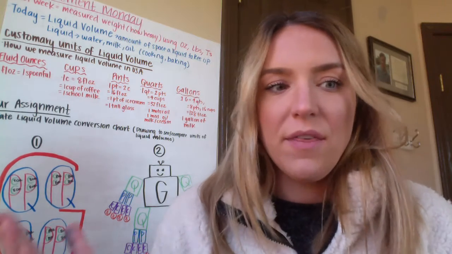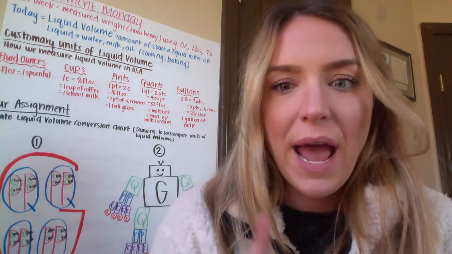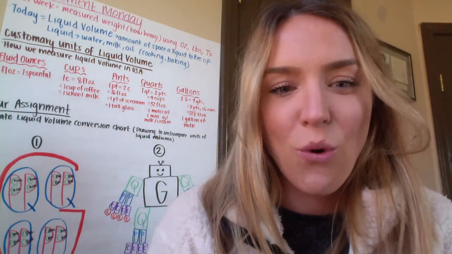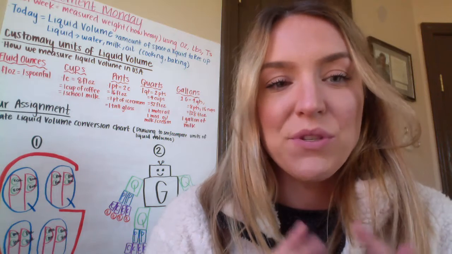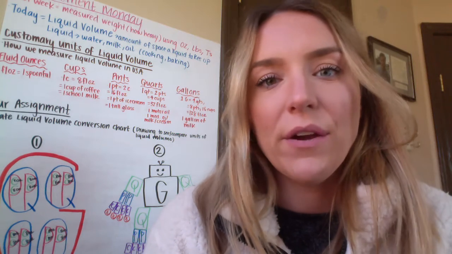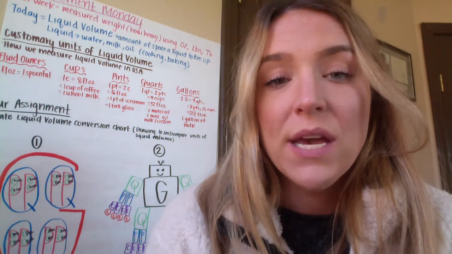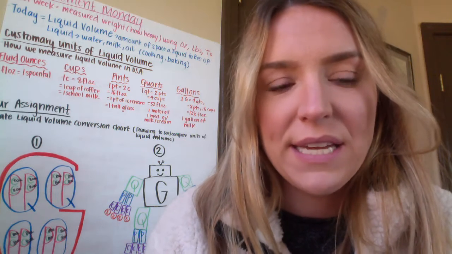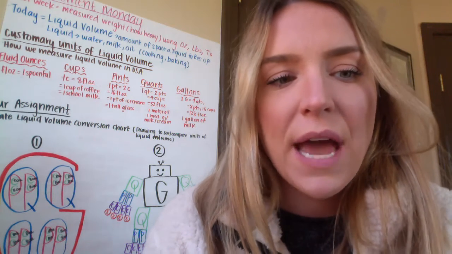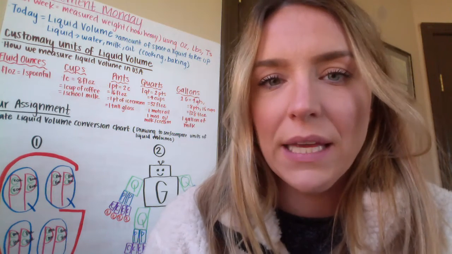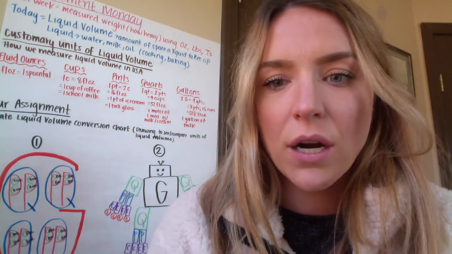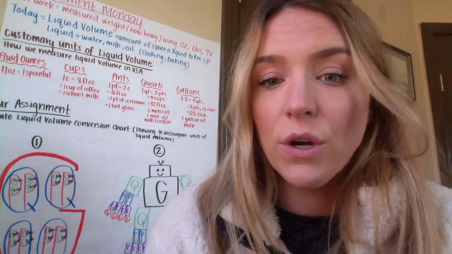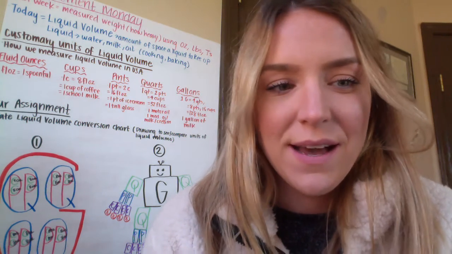So there we have it. We have our fluid ounces, our cups, our pints, our quarts, and our gallons. So those are all the units that we are going to be focusing on today that we use to measure or to find out how much space a liquid takes up. And remember, we use ounces, cups, pints, quarts, gallons when we are baking or cooking with liquids.